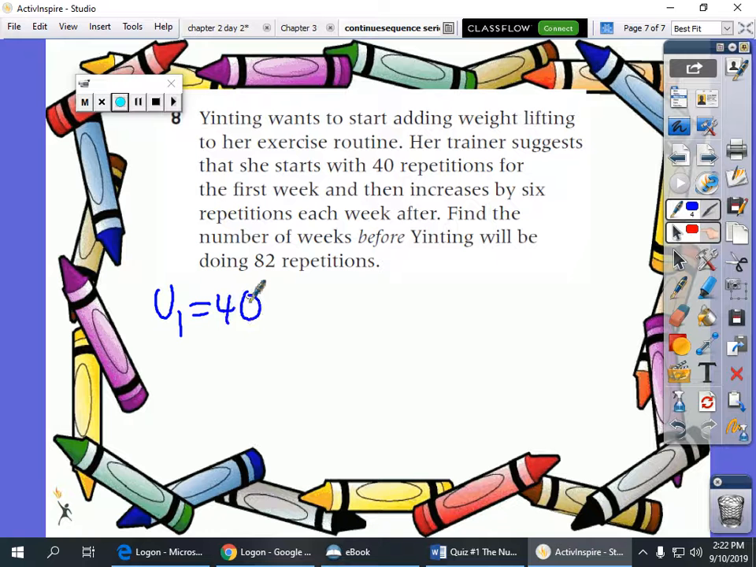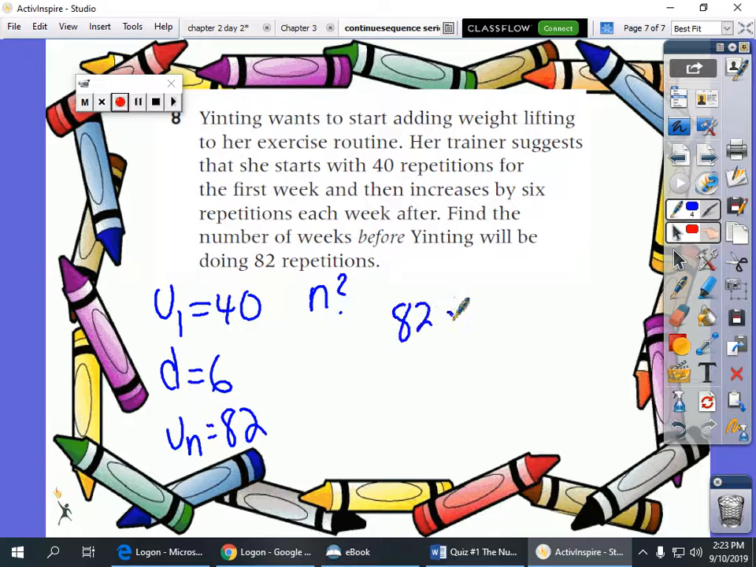Okay. And then she's going to increase it by 6. D equals 6. And I want to know when she's going to be doing 82 reps. So what is 82? U sub n is 82. So what variable am I missing from the formula? I am looking for n. Fabulous. See, you guys are getting the hang of it.